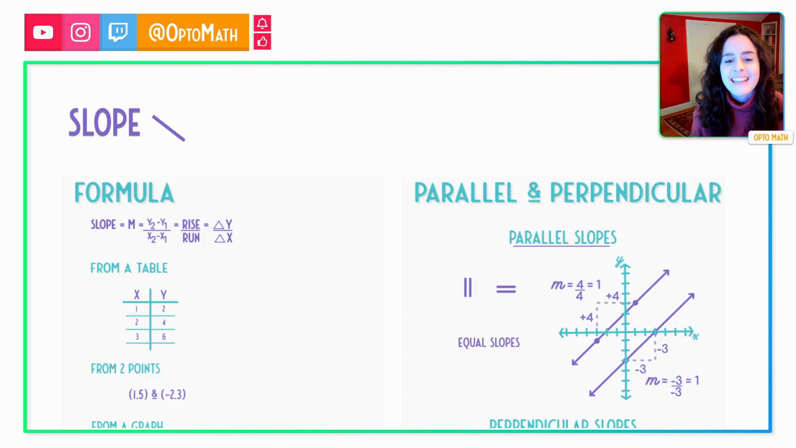Hey Opties! Today we're going to be talking about slope. We'll do some review of slope from a table, from 2 points, and a graph, and then we'll take a look at parallel and perpendicular slopes.